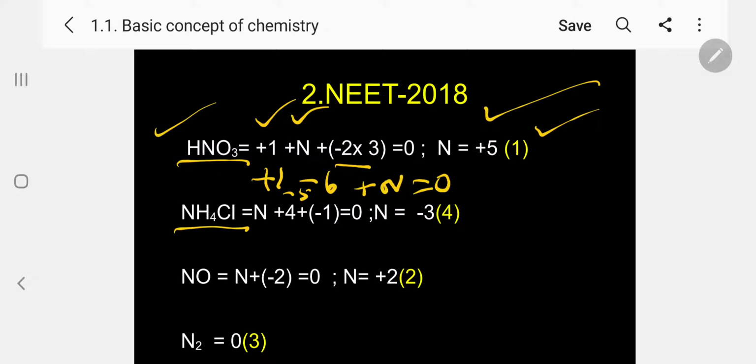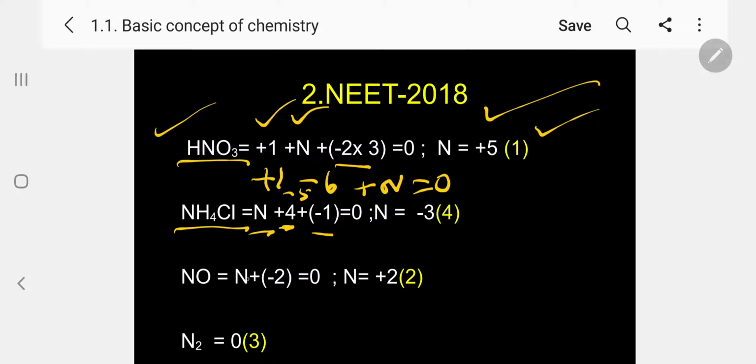Second, I will take ammonium chloride. As usual, nitrogen I have to find out. Then NH4: 4 into 1, that is 4. Cl is -1. So what will happen now? N equal to, so 4 plus 1 minus 3.